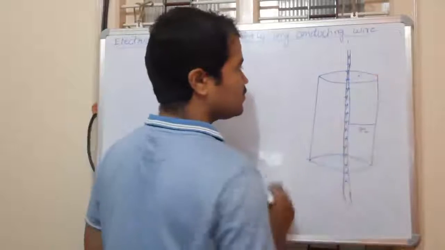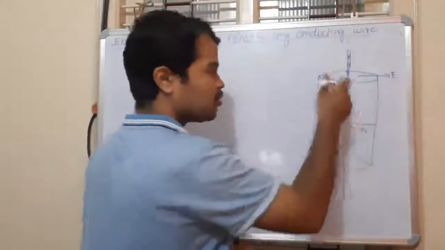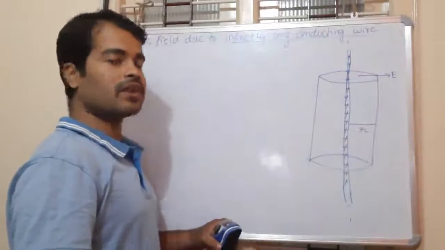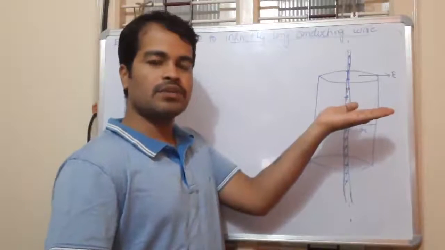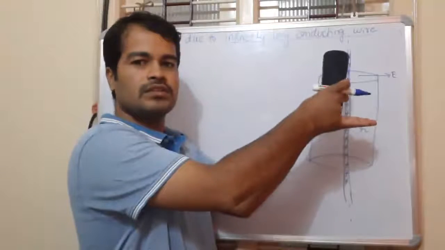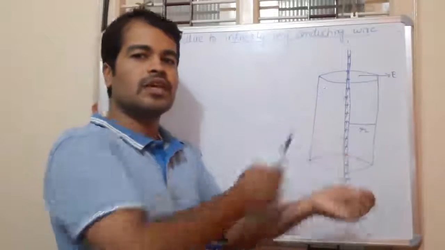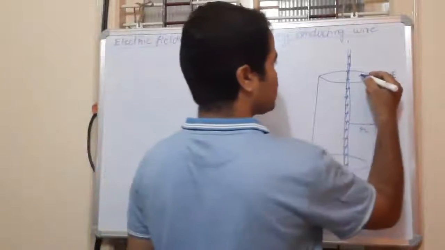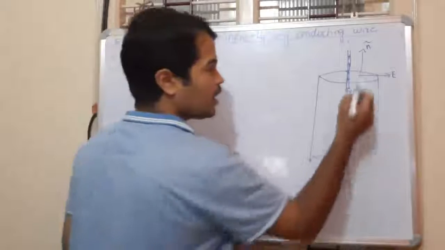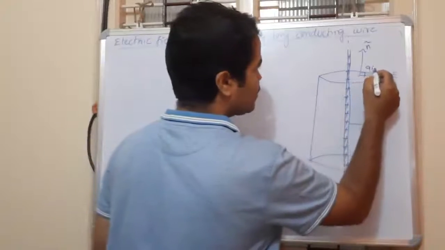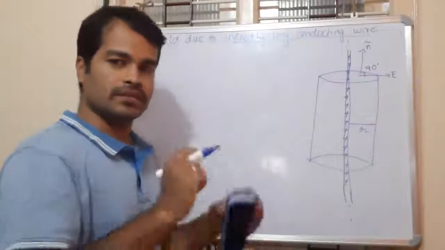First, here, what is the direction of the electric field? In this direction, since the charge is positive. What is the direction of the area vector now? Look at it, this area of the upper cylinder face is like this, so the area vector must be upward like this, that is n cap. Now what angle will it make? It will make an angle of 90 degrees, which means this upper surface will not contribute anything.